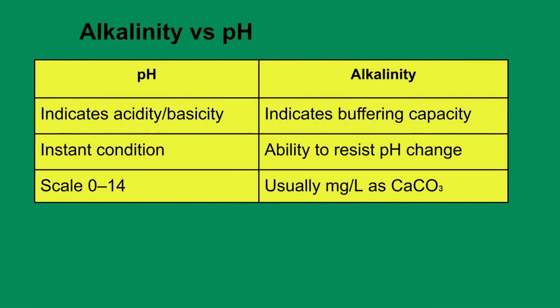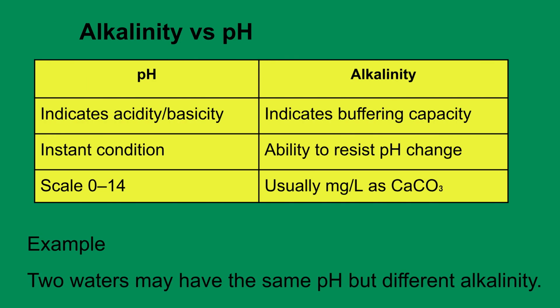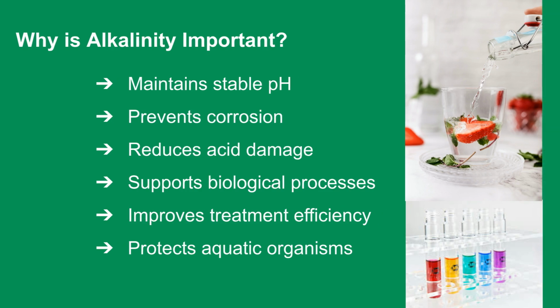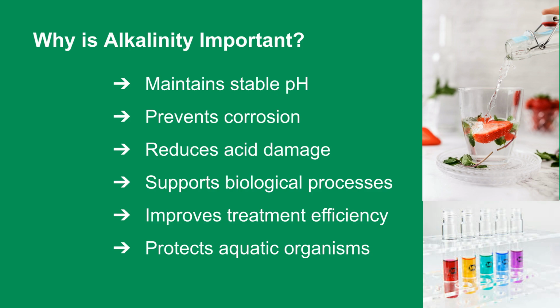It is important to understand the relationship between alkalinity and pH. For instance, two different water sources may have the same pH, but significantly different alkalinity levels. This distinction is vital because alkalinity indicates how well the water can resist changes in pH when an acid is added. Why is alkalinity so important? It is essential for maintaining a stable pH, preventing corrosion, reducing acid damage, and supporting various biological and treatment processes. Furthermore, proper alkalinity levels are crucial for protecting aquatic organisms and improving the overall efficiency of water treatment systems.